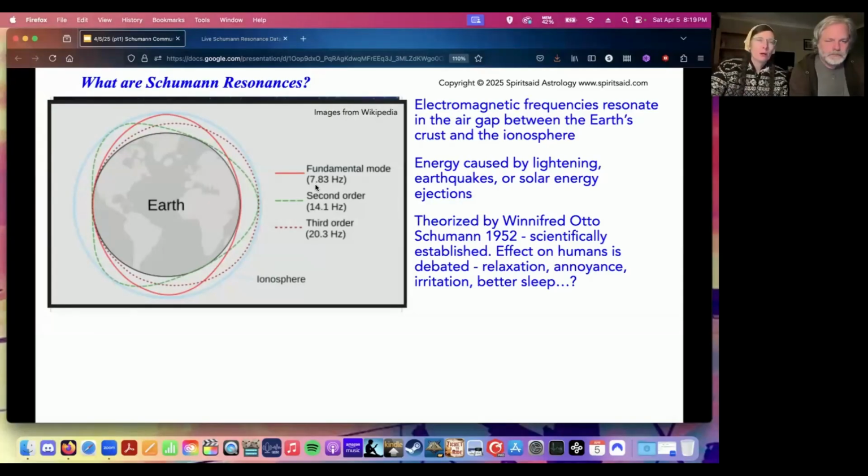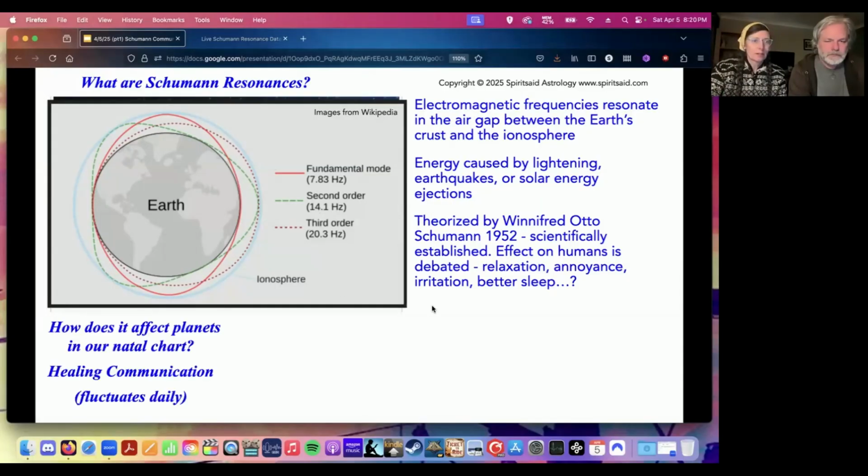So the modes are like 7.83 hertz, 14.1 hertz, 20.3 hertz. And of course, as an astrologer, when you see numbers like this, you instantly start thinking about degrees. So when we're asking how does it affect the planets in our natal chart, well, the answer is that it affects the planets based on their degrees. So planets that have degrees that are close to these numbers start to become affected by these, and I'll explain why in just a second.